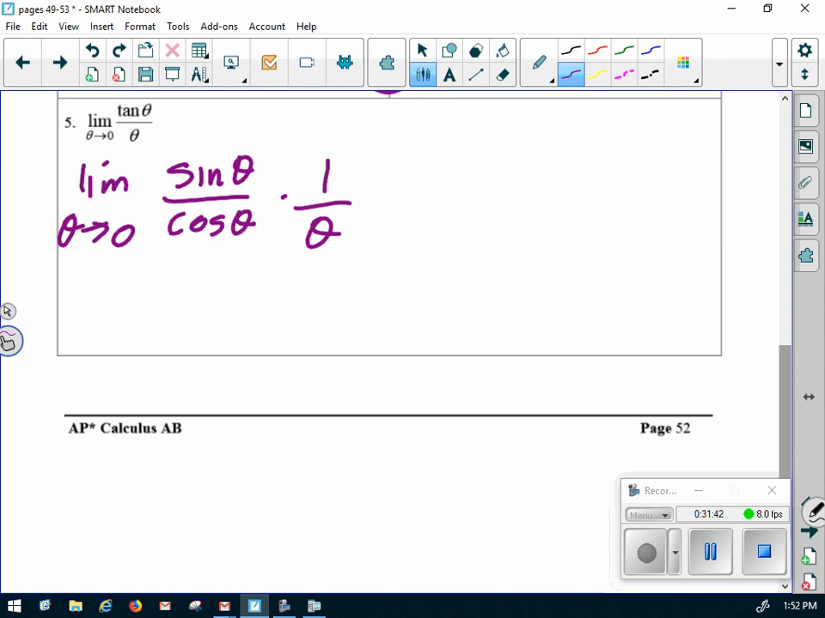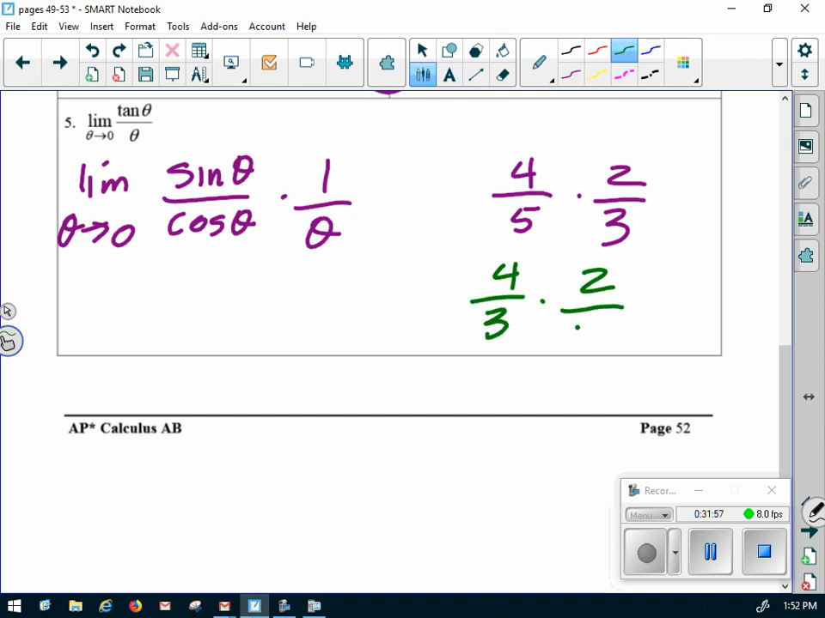Don't write this down. What do you get there? 8/15. What do you get there? What did I do? I just switched the denominators.